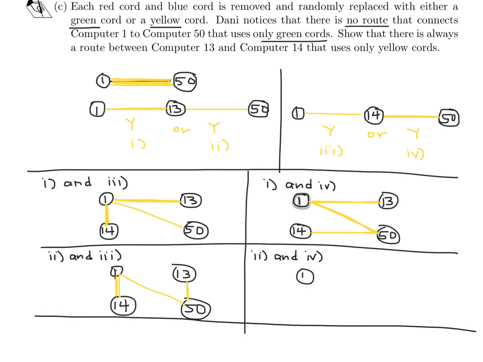And finally, 1, 13, 14, and 50. So this is 2 and 4 this time. So 2 was between 13 and 50. And then 4 was between 14 and 50. And there you go. Just that connection right there shows you can go from 13 to 14 with yellow chords. And that completes the question.